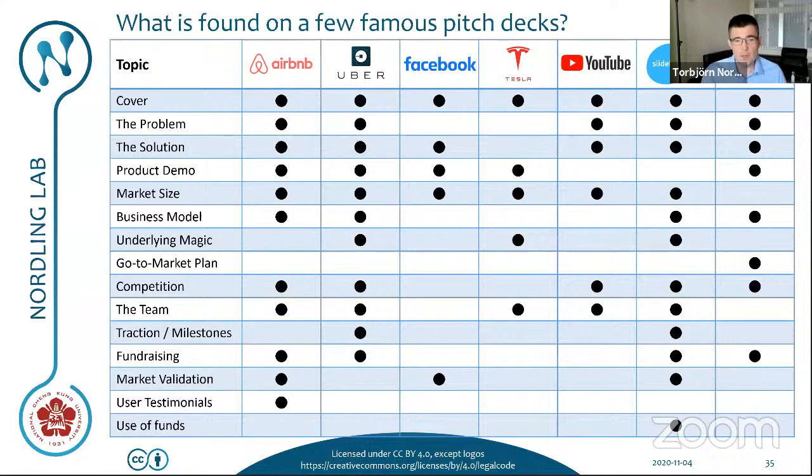Now, these main slides, when it comes to the problem, the solution, the market size, the competition, the team, are found at most of these. Now, I assume that the reason why some of these are missing is because it's a bit hard to get pitch decks for companies. And I have here been using pitch decks recreated by Slidebean based on information that they have managed to get about the original pitch decks of these companies used at some point during their journey.